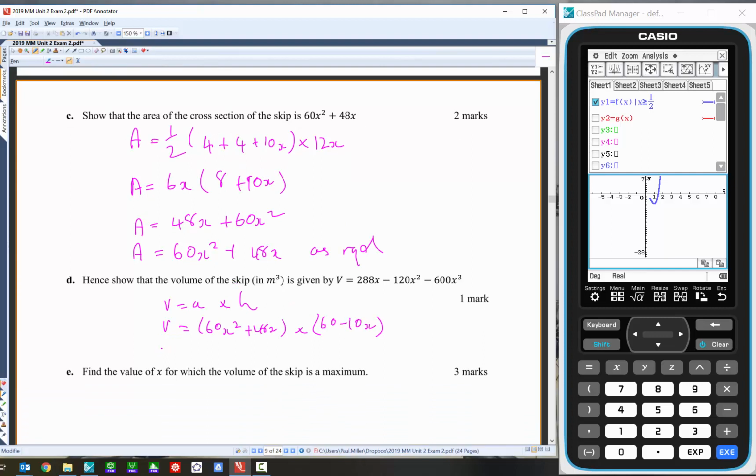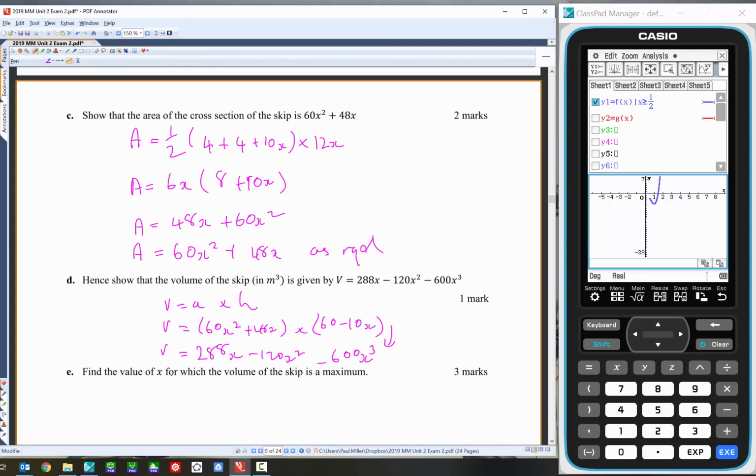Okay, and what I would do is show an expansion of that. So I would include a line that shows the expansion of that. I'm not going to actually do it because this video is going to get dreadfully long, but we're going to assume that when expanded, it becomes 288x take 120x squared take 600x cubed.